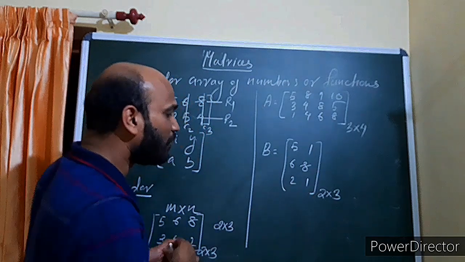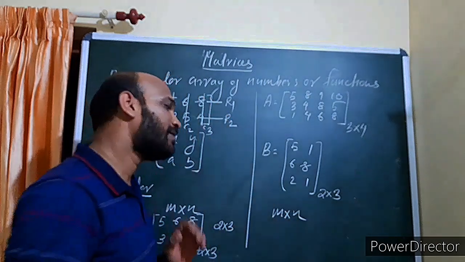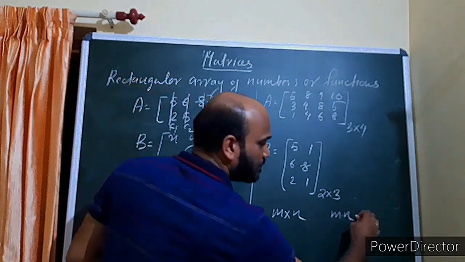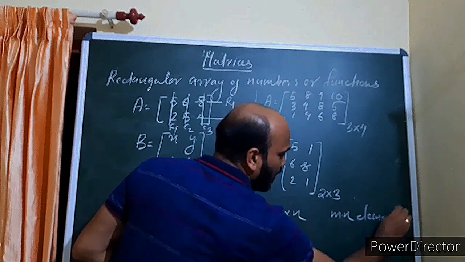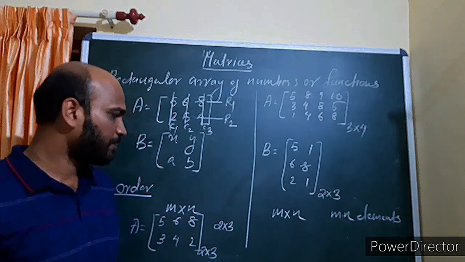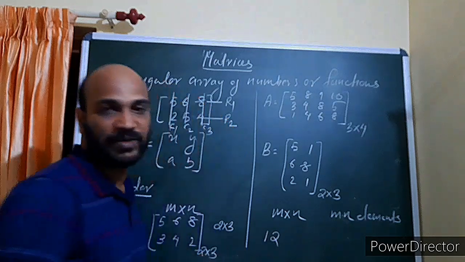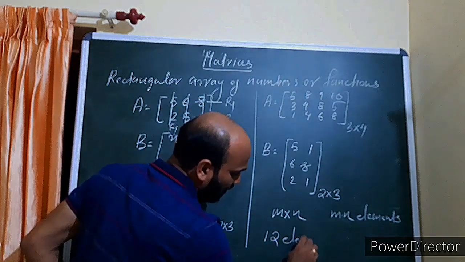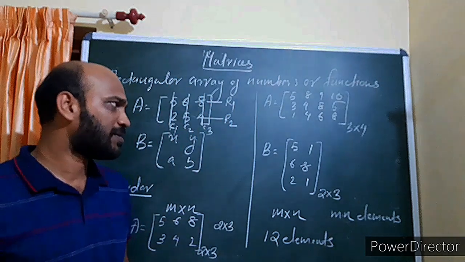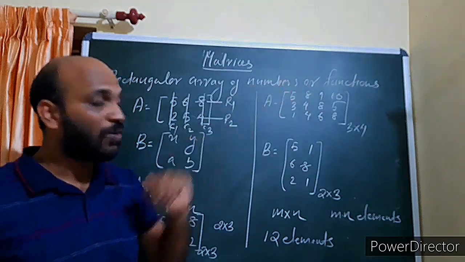So if the order of a matrix is m by n, then there will be m into n, mn elements in the matrix. So we can expect questions in reverse also. If a matrix has got 12 elements, what are the possible orders it can have? Matrix has 12 elements, just like this one. What are the possible orders it can have?